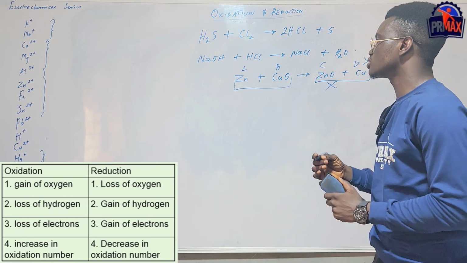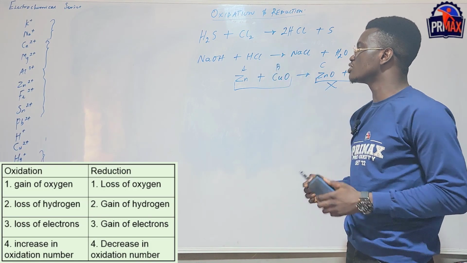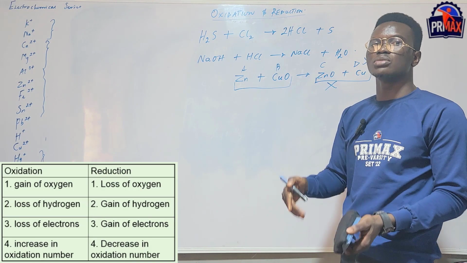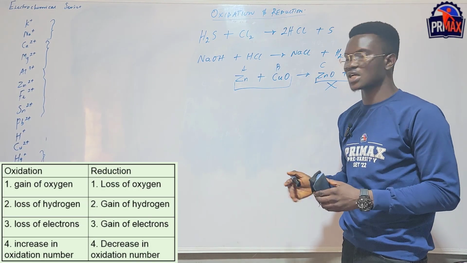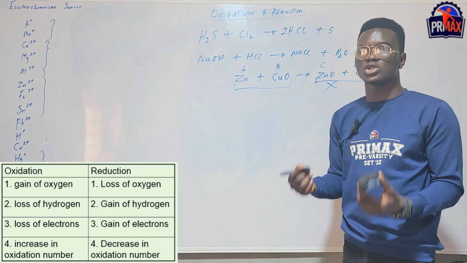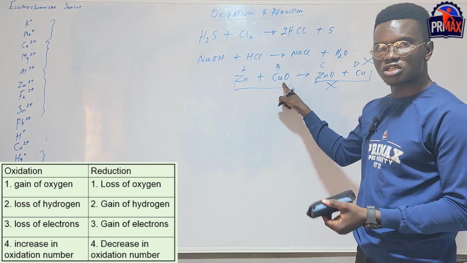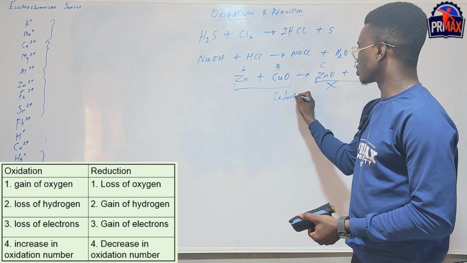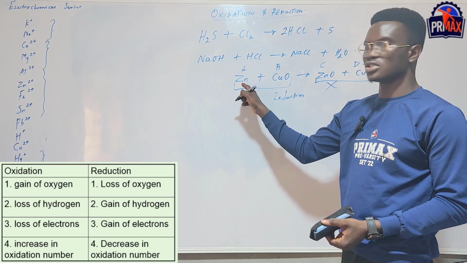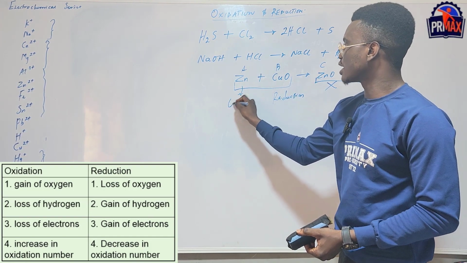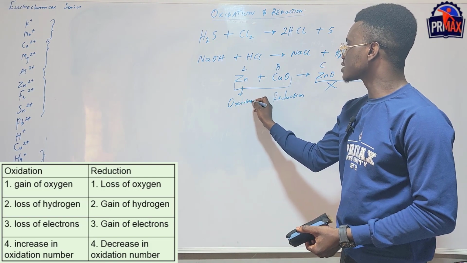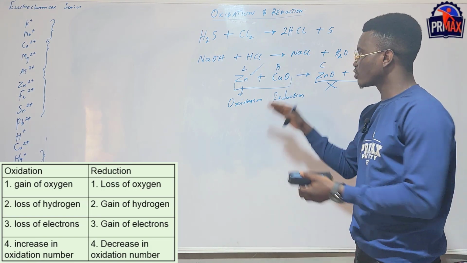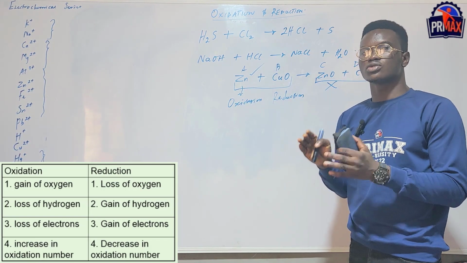Now let's go back to this equation. I said oxidation is defined as addition of oxygen to a substance, while reduction is the removal of oxygen from a substance. Looking at this equation, where did we remove oxygen? We removed oxygen from CuO. That means this one is undergoing reduction. We added oxygen to zinc, which means zinc is undergoing oxidation. So your answer would be zinc.